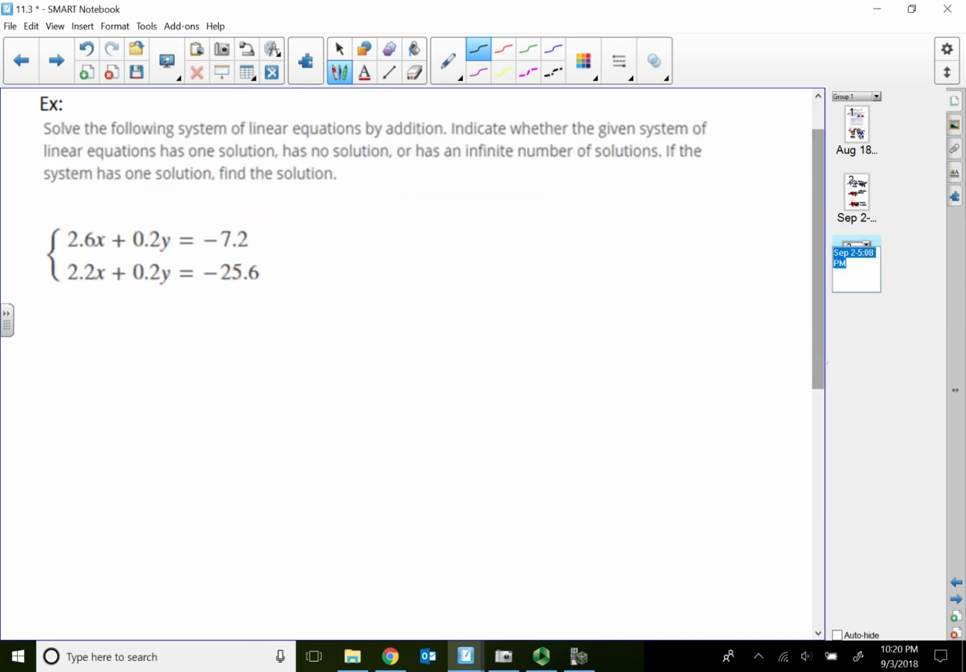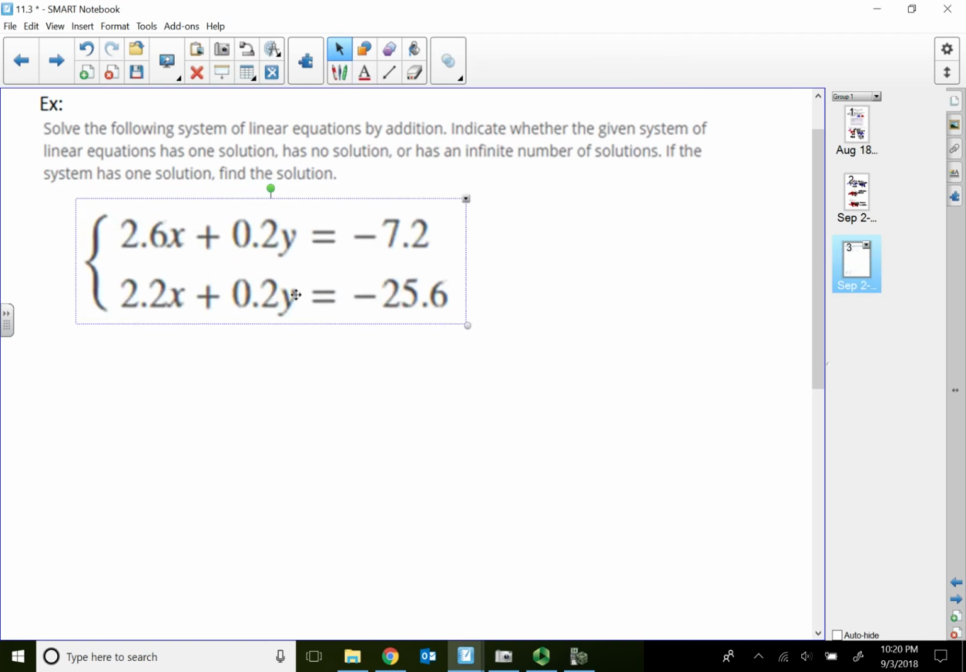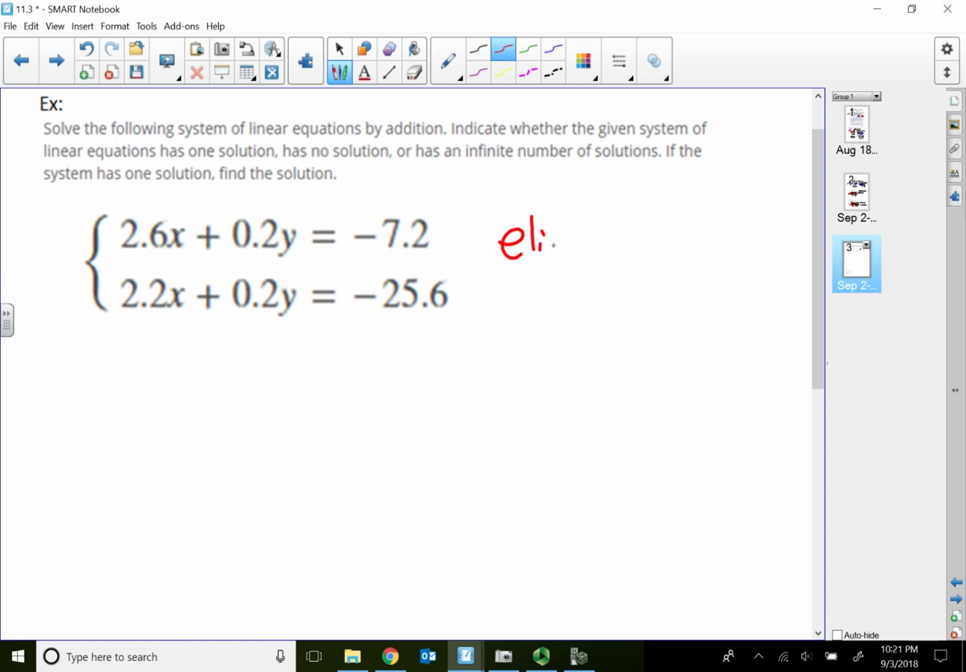Let's try this one. Lucky again, because I see the variable y has 0.2 and 0.2 for coefficient. So the coefficient is the same, and on top of that, the signs are also the same. So I will just go ahead and eliminate the variable y.